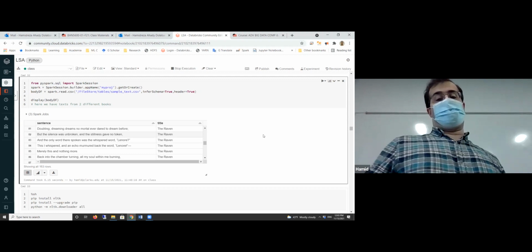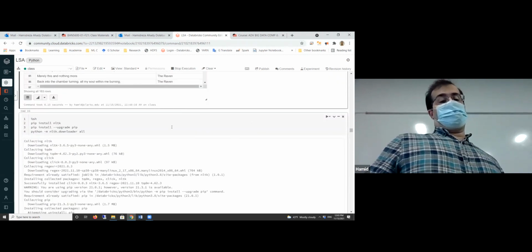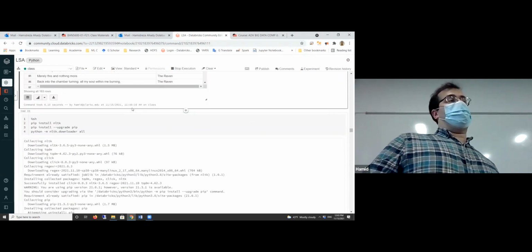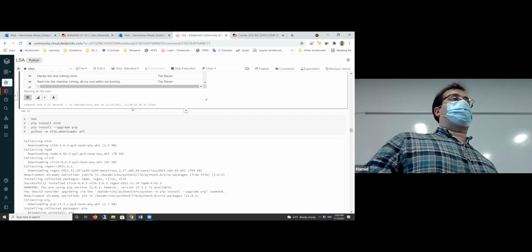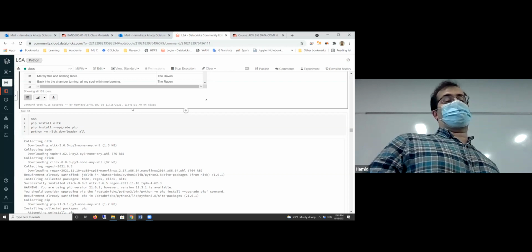For being able to do that, you need to work with the NLTK package, which is not a default package in Databricks. Therefore, you need to install it. So I put instructions for installation. If it's for your own project, you need to install other packages. It's the way that you need to do.